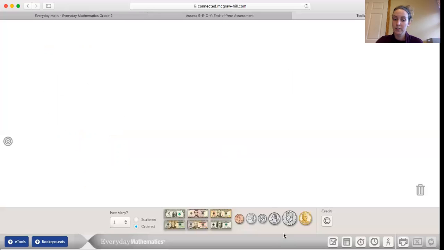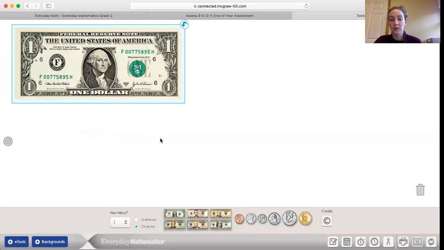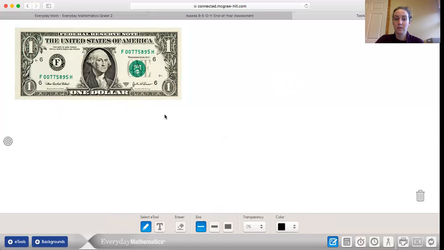Now, there are coins and there are bills. Bills are the paper money that you see. Many of you probably know that this is the $1 bill. It has a 1 on it. So one $1 bill is worth 100 pennies. A $1 bill is worth 100 cents. But we don't write 100 cents when we see the dollar bill. We write a dollar sign, which is an S with a line through it, before the coin or the bill. So that is $1.